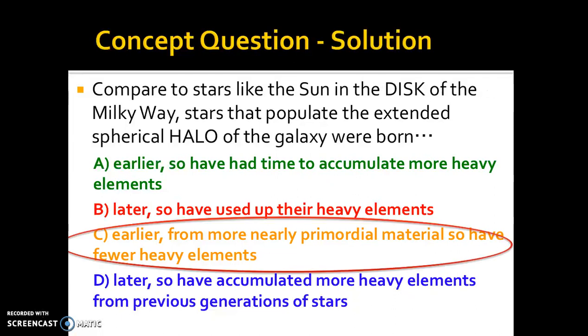All right, hopefully you answered C. These stars were born earlier from more nearly primordial material, so they have fewer heavy elements. Primordial means like the beginning, so towards the early beginnings of the universe.